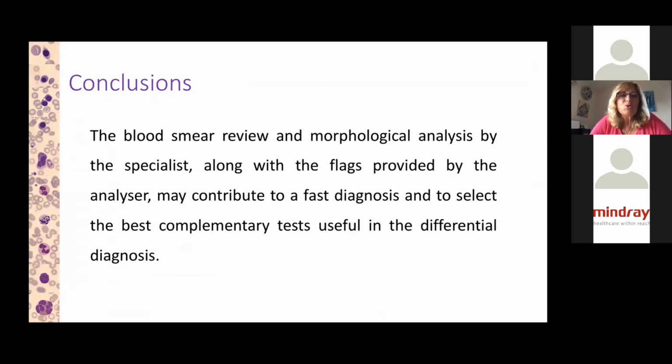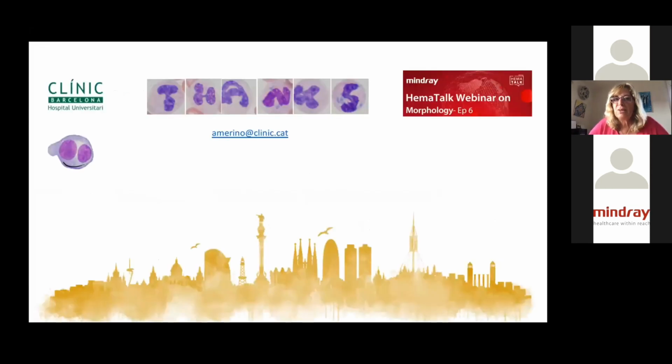conclude. The conclusion of this talk: I can see that the blood smear review and morphological analysis by the specialist, along with the flags provided by the analyzer, may contribute to a fast diagnosis and to select the best complementary tests useful in the differential diagnosis. And that's all. Thank you very much for your attention. And again, thank you to Mindray for the invitation to this HemaTalk webinar.